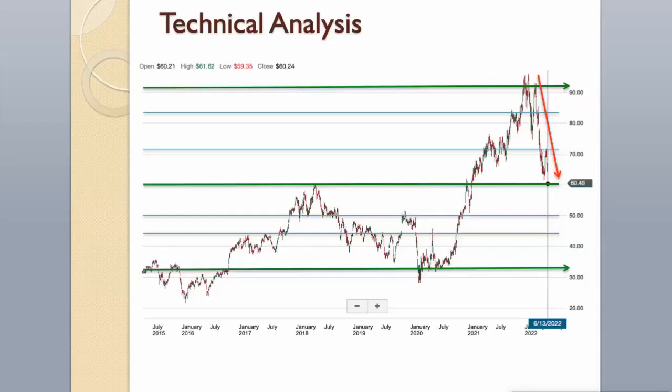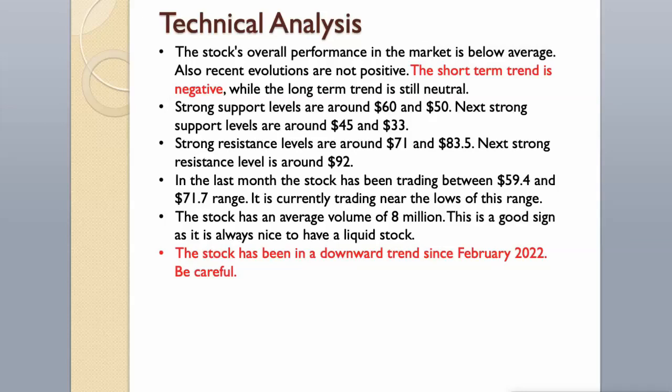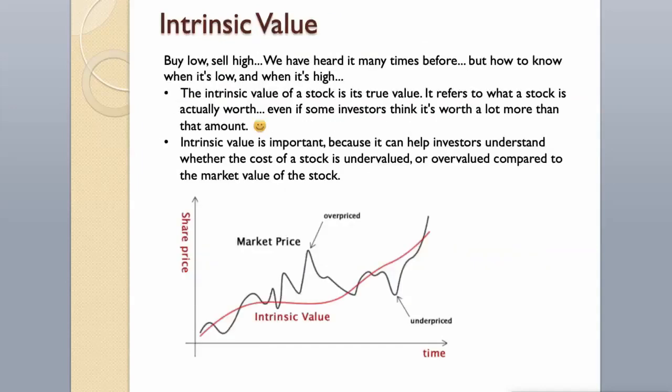In the last month the stock has been trading between $59.40 and $71.70 range. It is currently trading near the lows of this range. The stock has an average volume of 8 million. This is a good sign, as it is always nice to have a liquid stock. The stock has been in a downward trend since February 2022. Be careful.